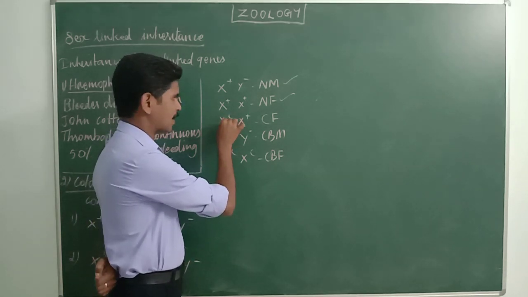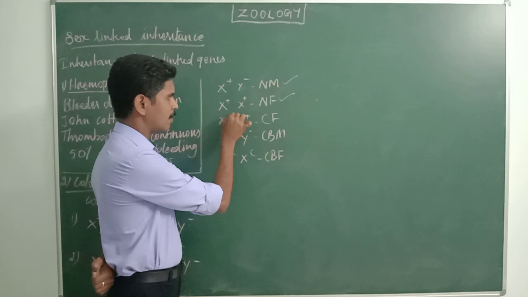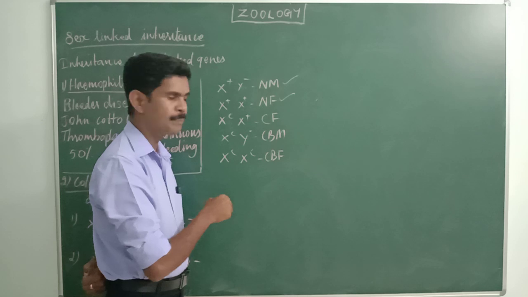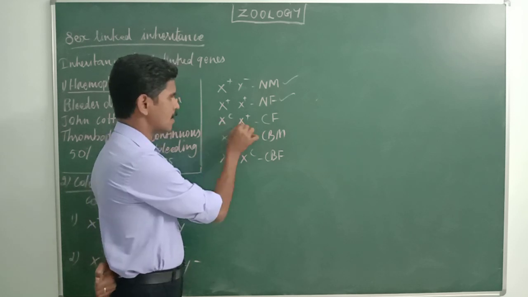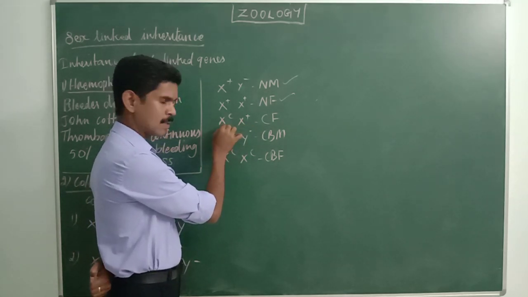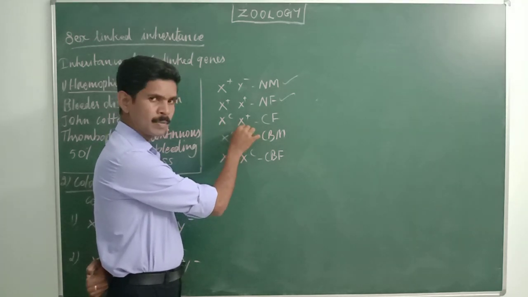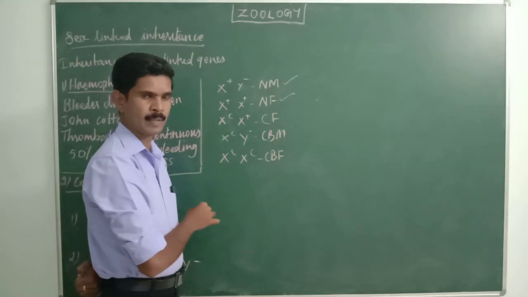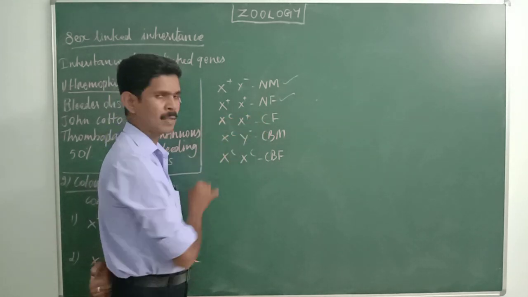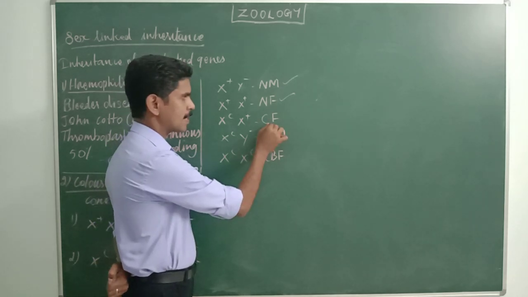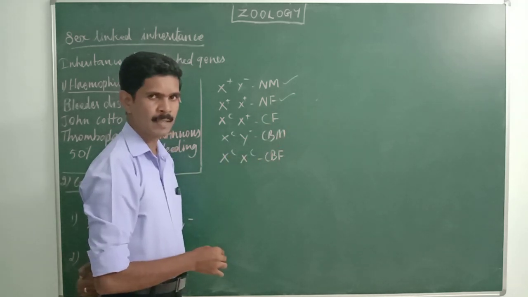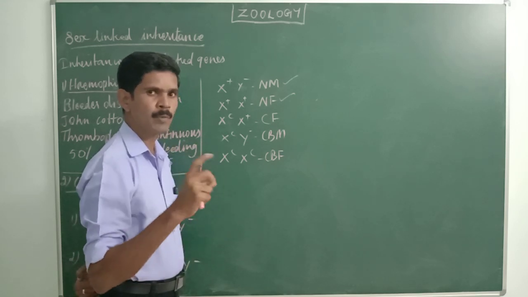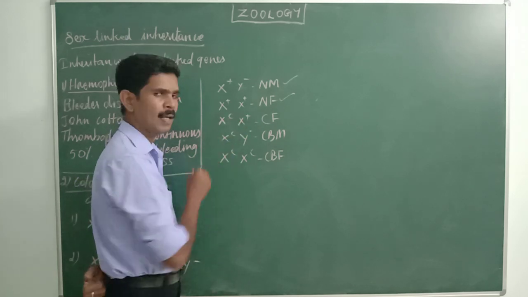When one X is affected, here I mention the letter C. C means color blindness. Two sex chromosomes are there, both X chromosomes, but one X chromosome is affected with color blindness and the other X chromosome is normal. So this female is a carrier female. Two X chromosomes are there, but one X chromosome is mutant, that means changed into color blind.